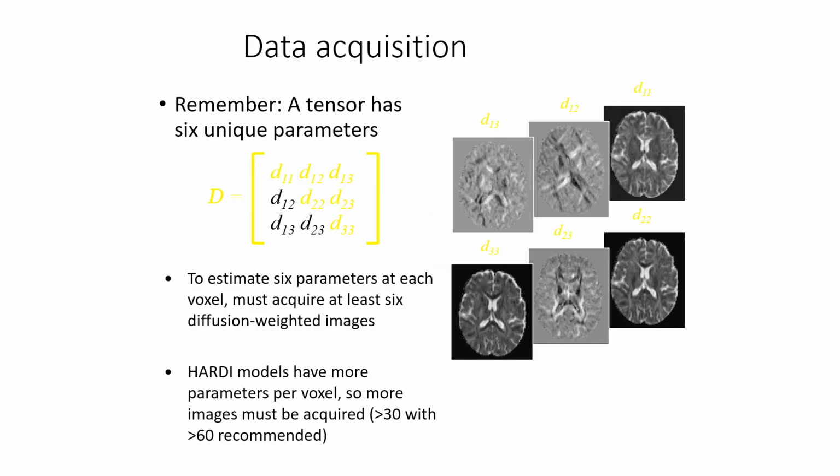So remember, a tensor has 6 unique parameters. To estimate those 6 parameters, we have to acquire at least 6 diffusion weighted images. Recommendation is about 21 to give us good stable data. HARDI models have more parameters per voxel, and so you have to acquire more images. You can do it with about 30, but the recommendation is at least 48 directions. Greater than 60 is recommended, but 48 should give you enough.